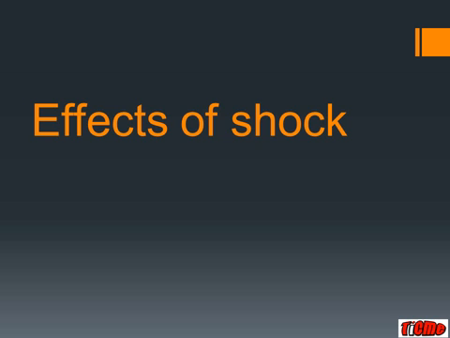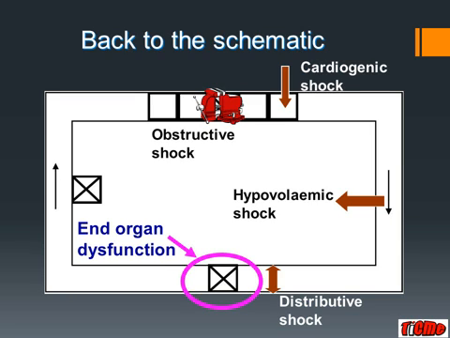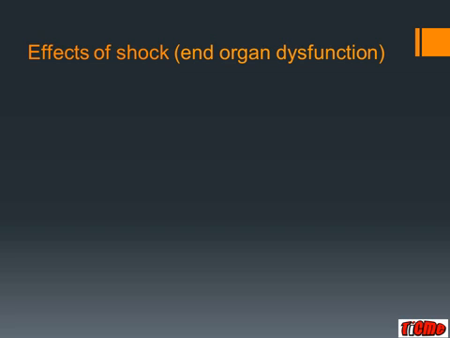So we've talked about the causes and the clinical signs of shock. So what are the effects of shock on the body? So let's go back to our schematic. Remember what shock was? An inadequate delivery of substrate to the tissues. So it's obvious that shock will cause end organ dysfunction, which leads us to the effects of shock. And remember, the effects of shock are just going to be the effects of end organ dysfunction.